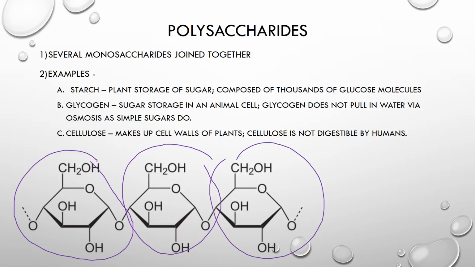Glycogen, we use this to store sugar in animal cells, and it doesn't pull apart in water like simple sugars do, so this is for more long-term energy use. And then cellulose makes up plant cell walls, however, we can't digest that, and so typically this is what we associate fiber with.